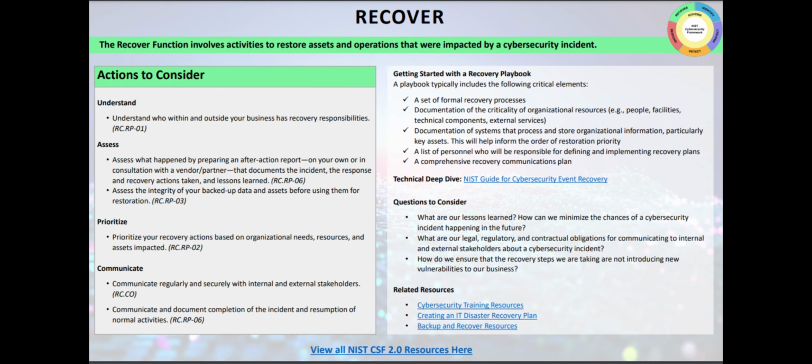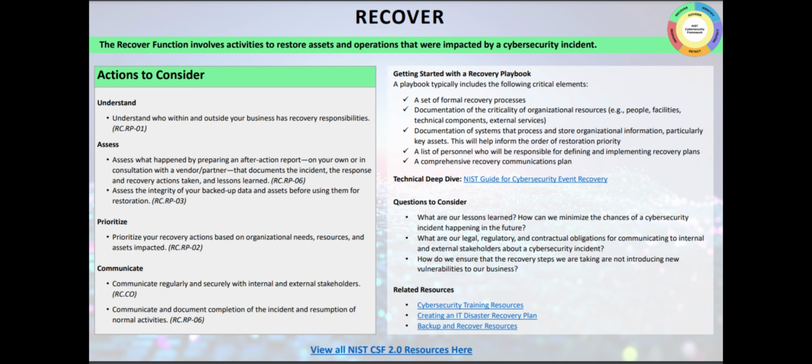The recover function involves activities to restore assets and operations that were impacted by a cybersecurity incident. Actions to consider. Understand who within and outside your business has recovery responsibilities. Assess what happened by preparing an after-action report on your own or in consultation with a vendor partner that documents the incident, the response and recovery actions taken, and lessons learned. Assess the integrity of your backed up data and assets before using them for restoration.